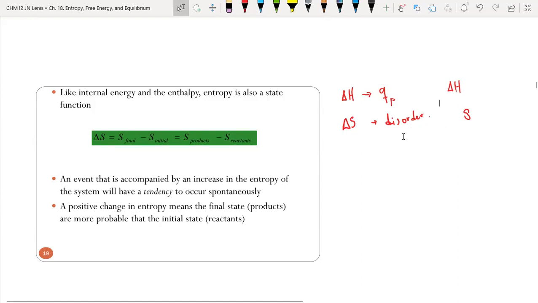Sign notation also applies for entropy. Positive entropy means that the final state or products are more probable to occur than the initial states. So nature loves, or likes, as we can see, positive changes of entropy.